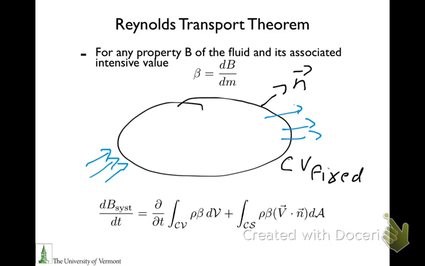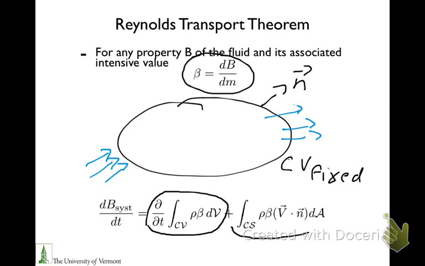And the Reynolds transport theorem states that for any property B and its associated intensive value beta, which is defined here, the variation of B within the control volume is the sum of the temporal variation of rho beta within the control volume plus the flux of rho beta across the surface area across CS. This is CS, that's the surface that bounds the control volume.